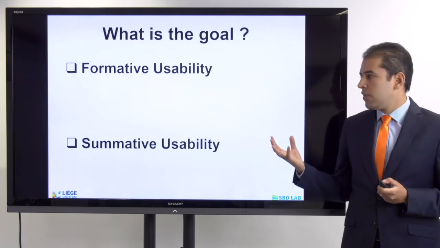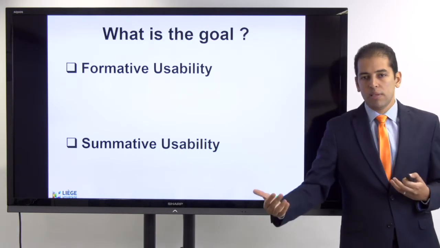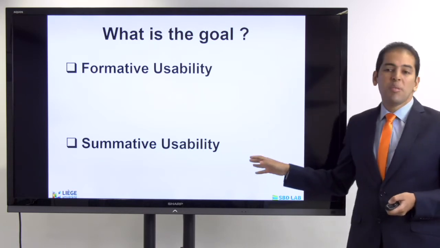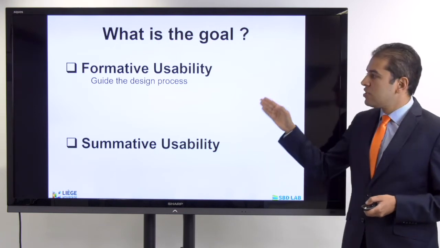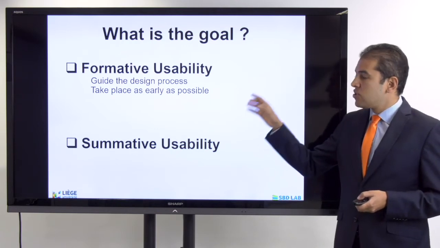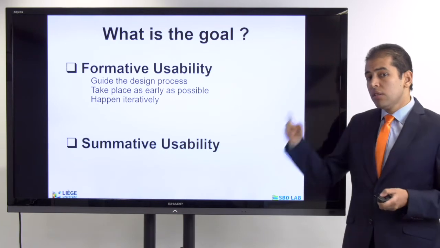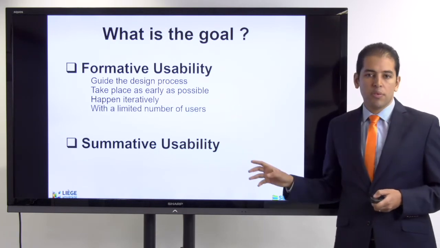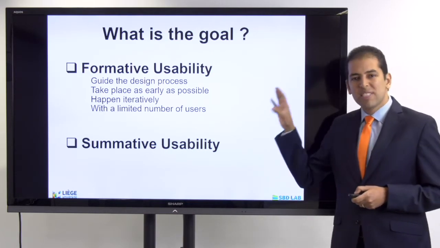Now we need to know what the evaluation purpose is. Why do we need this evaluation? There are two types of goals that we can have when we do usability testing. Either we do formative usability or we do summative usability. Talking about formative usability, the purpose here is to guide the design process. It should take place as early as possible and happen iteratively, so we can repeat the usability tests, with a limited number of users. This is if we are looking to do formative usability testing.